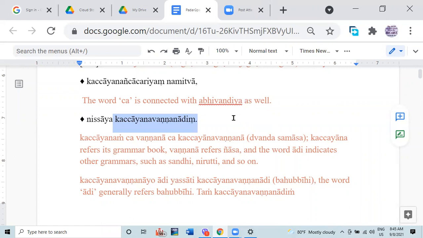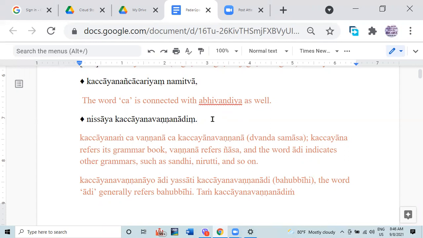Okay. So with ari we made bahubbihi samasa. Mostly the word ari comes at the end of a compound, mostly bahubbihi samasa. It's very, very common. That's why we made Kaccayana, vanana, adi, yes, adi: Kaccayana, vanana and so on, Kaccayana, one another. Okay, at this point.